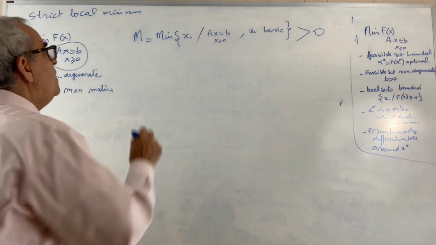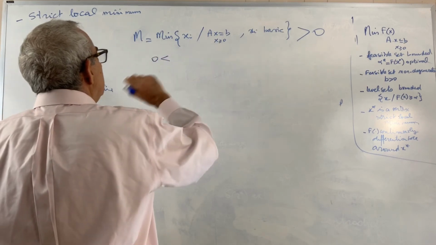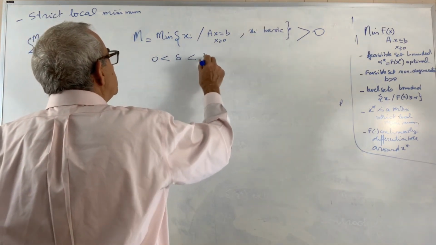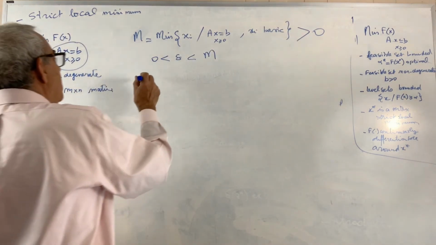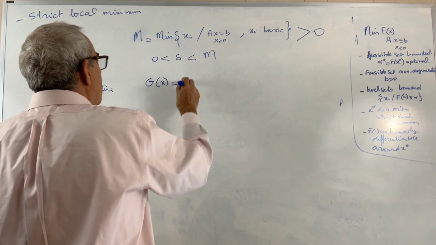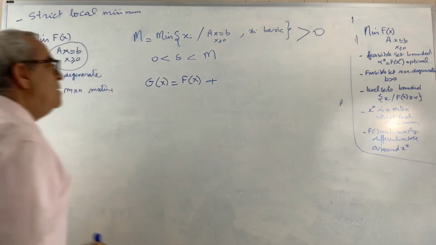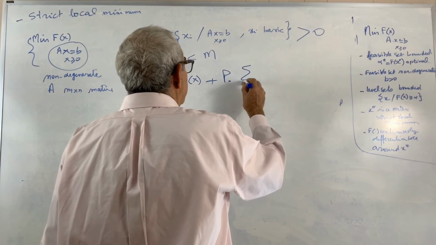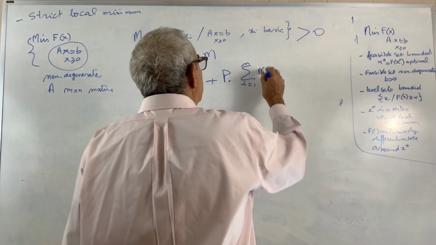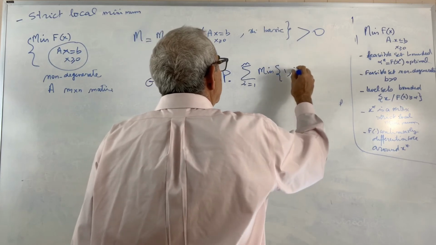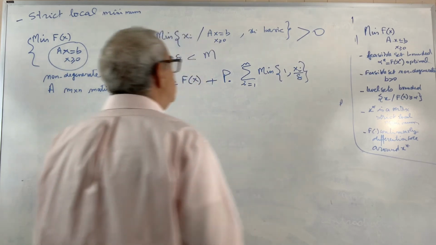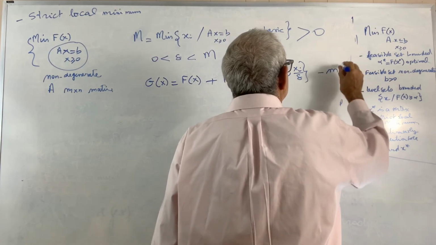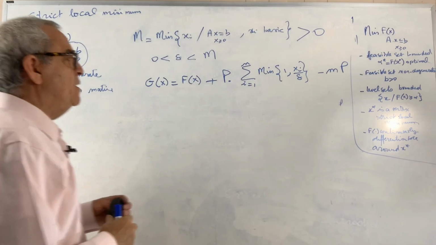So if I choose then, let's say, little delta strictly less than M, I replace this function by another function, g of x, equal to f of x plus a penalty term, p times the sum of i equal 1 to n of the minimum of 1 and x i over delta, and then minus M times p. This function here.